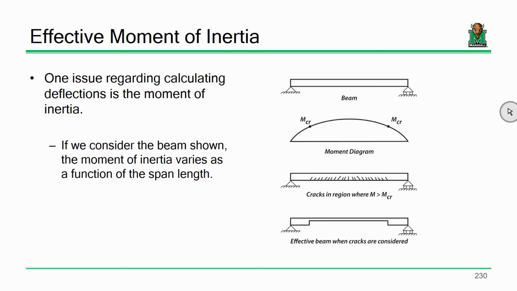Now, if you go back to fundamental mechanics, you find that deflections are a function of the moment of inertia. But it isn't that simple. You can't just flat out say, I'll just use bh cubed over 12 and that's it, because of course things have to be more complicated.